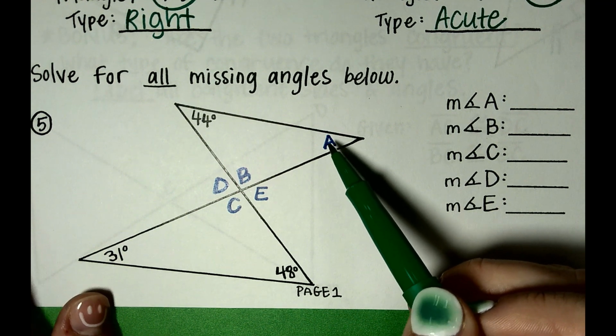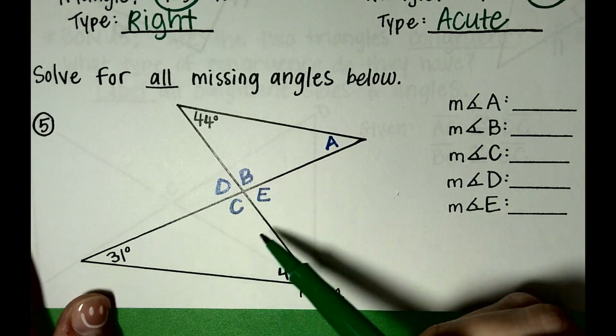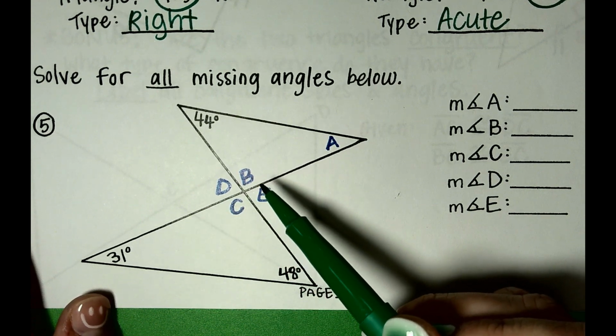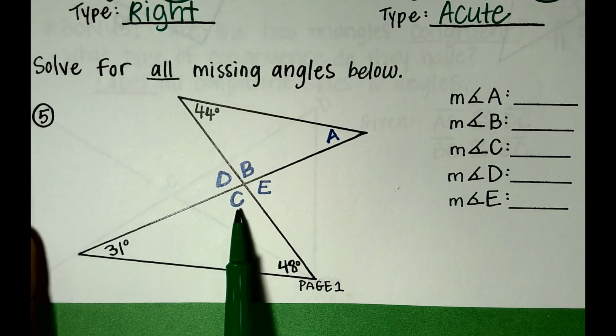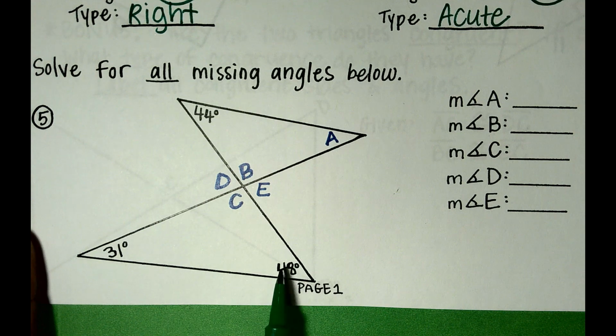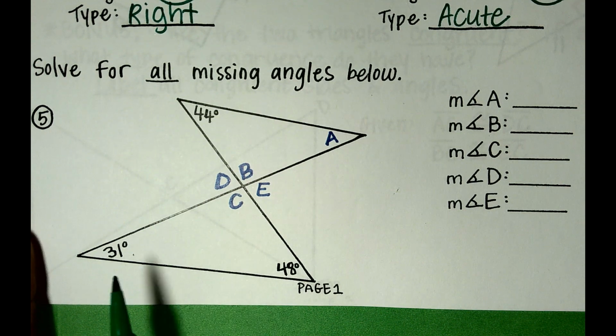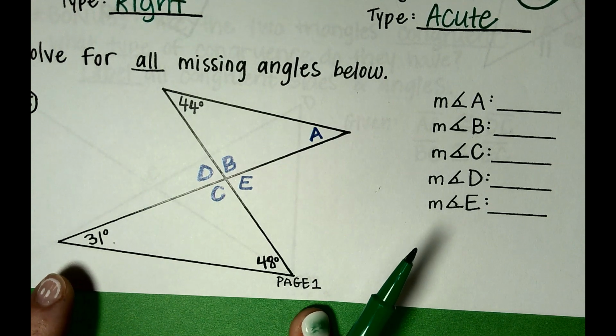No. So then we could look at B. I definitely don't have anything that's going to help me solve for B, right? So then we look at C. Angle C is the third angle in a triangle that already has two other angles. Could I solve for C? Mm-hmm. I could. How could I do that?